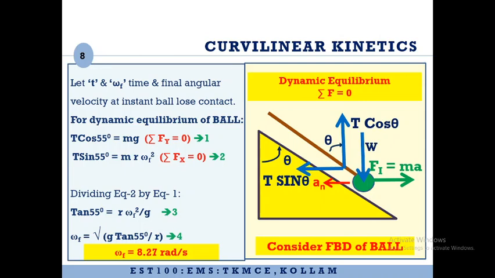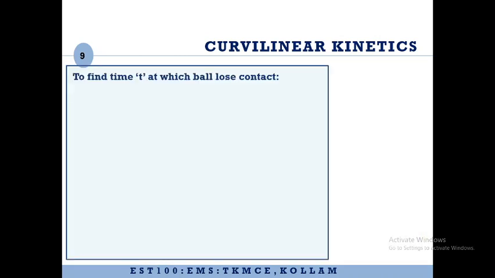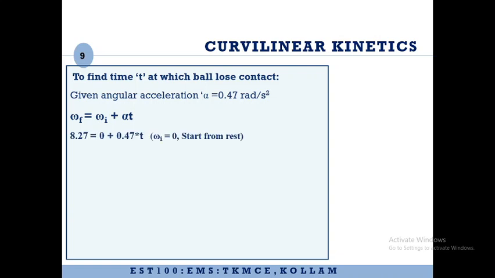What the question says is that it has started from rest with a uniform angular acceleration and it has reached a final angular velocity. We need to find the time taken for this. So we will apply the equations of kinematics, that is omega f is equal to omega i plus alpha t. Omega i is equal to 0 because it started from rest. If we apply this equation, we will get t is equal to 17.59 seconds. So that is the time at which the ball loses contact.